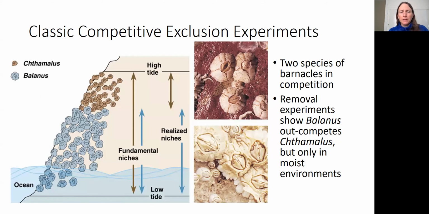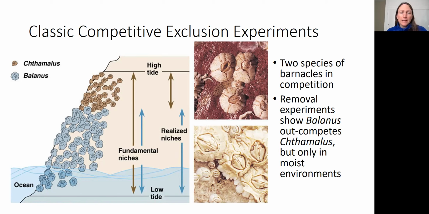So a classic competitive exclusion experiment occurs in the intertidal zone, where you have different kinds of barnacles. There are two different types of barnacles, Thalamus and Balanus. Thalamus is a smaller barnacle and Balanus is a bigger barnacle. So you might expect the bigger barnacle to be a better, stronger competitor. But it turns out that the bigger barnacle is not as tolerant to drying out.